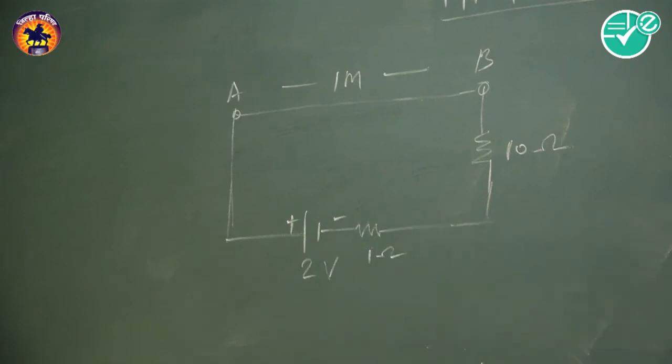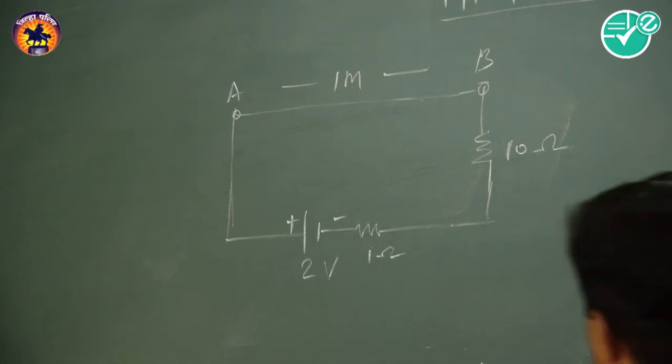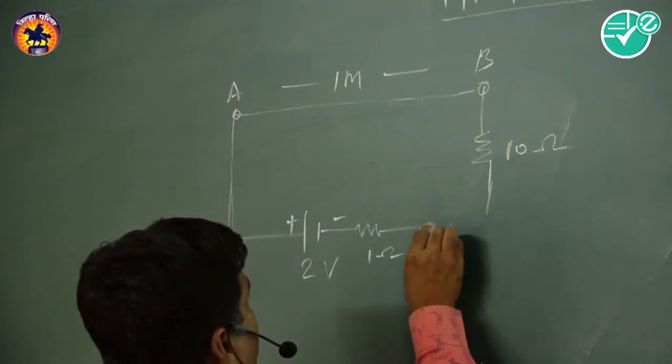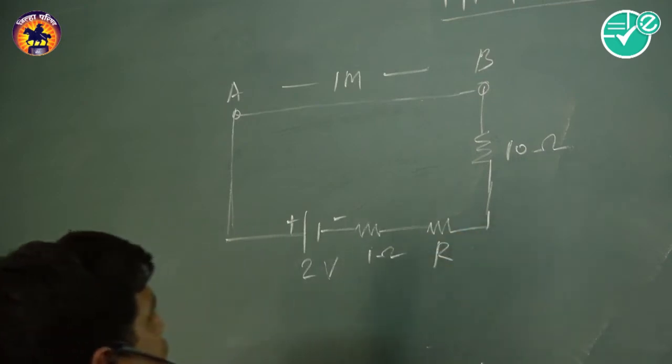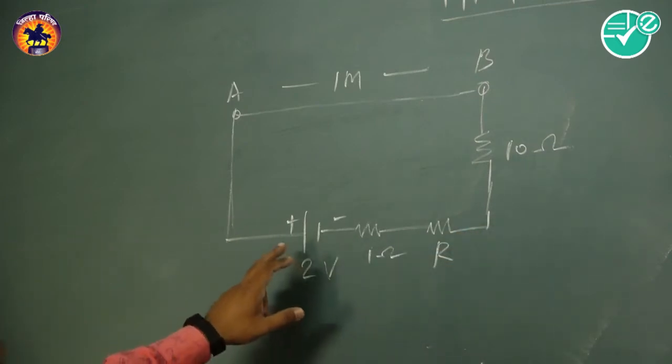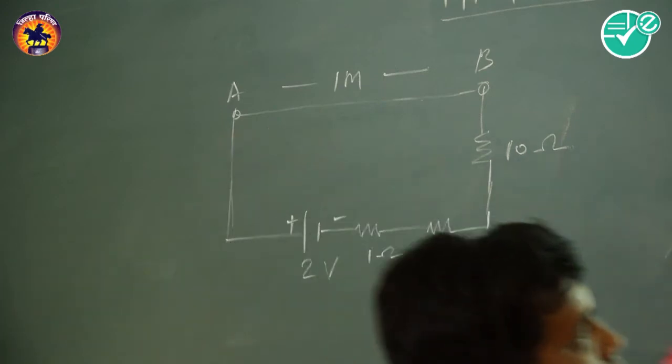A EMF of 2 volt with internal resistance of 1 ohm and a resistance box including a resistance R. Here we have also connected a resistance box having a resistance R in this circuit. So, this much of data is given here.